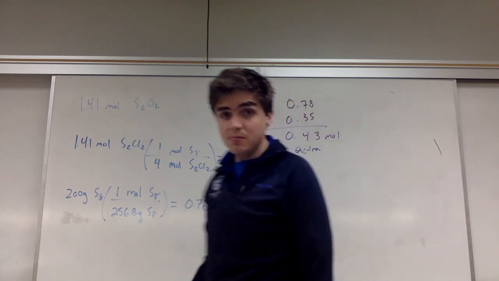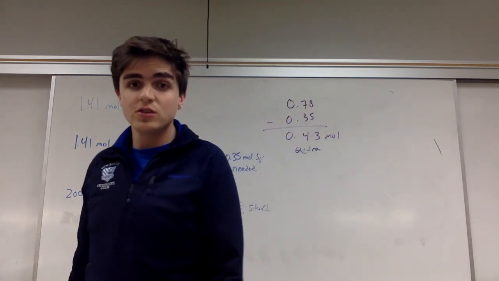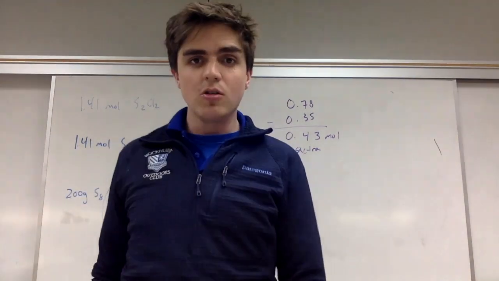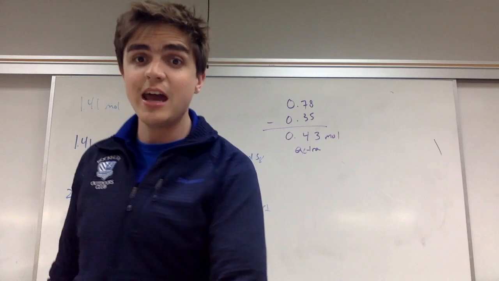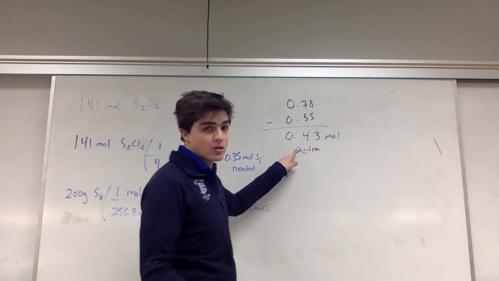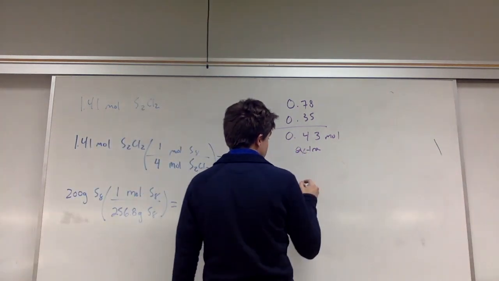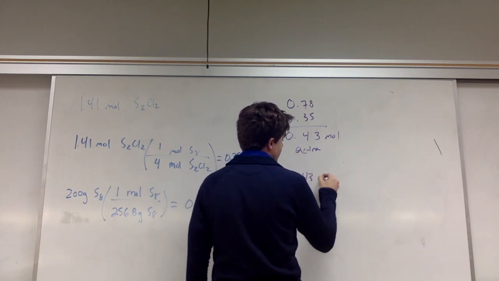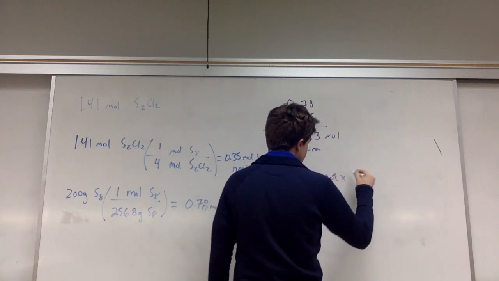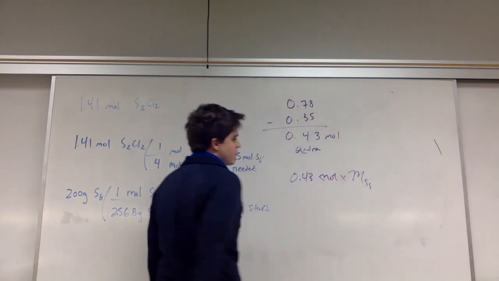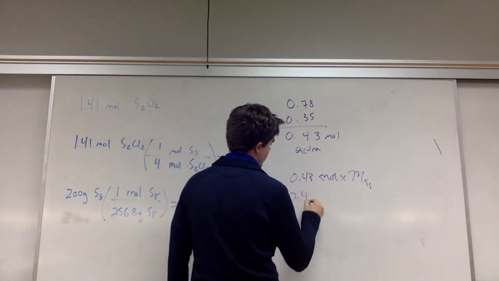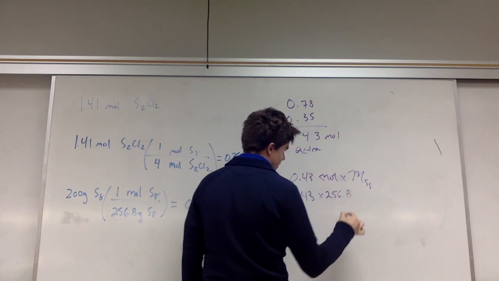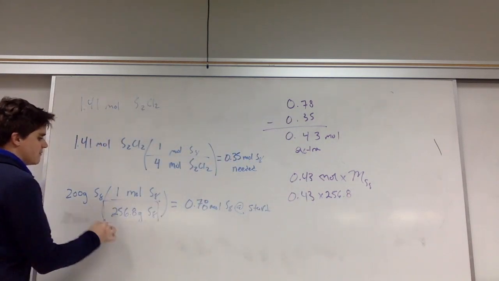Now, I'm not quite done, because it's in moles, but I only have one more thing left, right? All I have to do is multiply it by the molar mass to figure out how many grams extra I had. So if I had 0.43 mole extra, all I need to do is take that 0.43 mole extra and multiply it by the molar mass of sulfur to figure out exactly how many grams it was. 0.43 times 256.8, because that's the molar mass of S8.